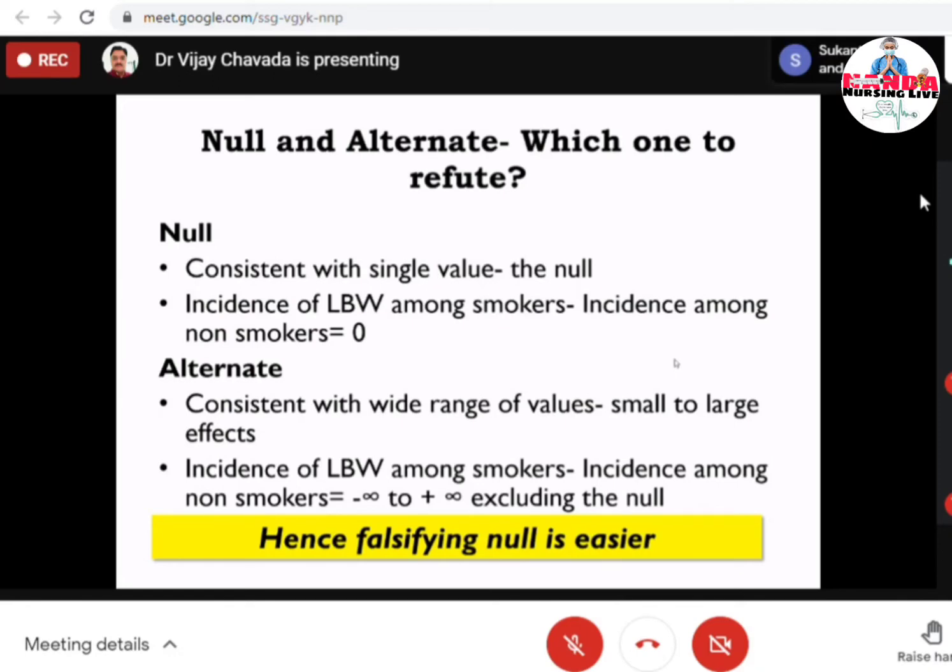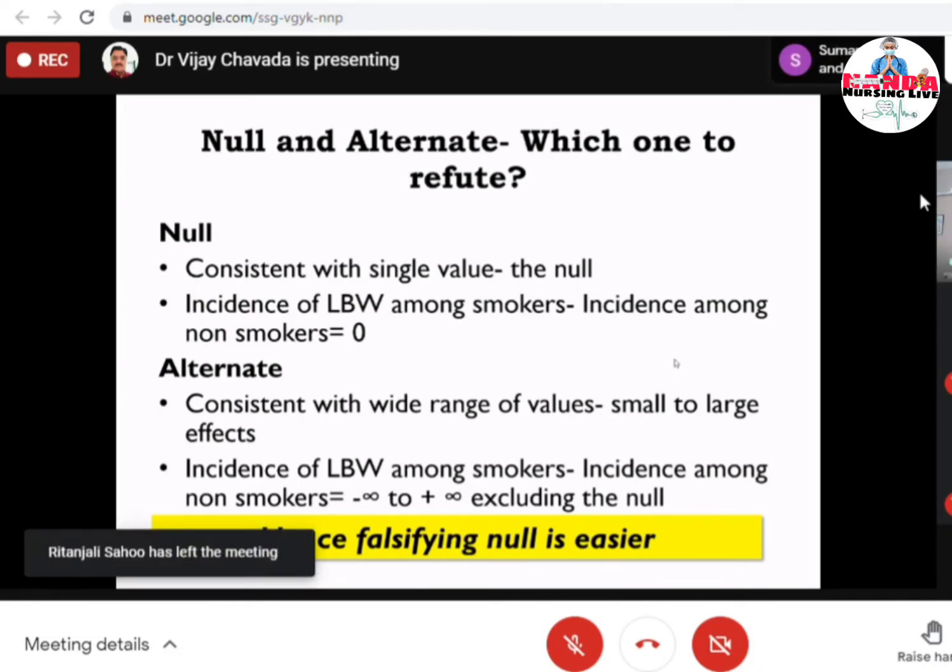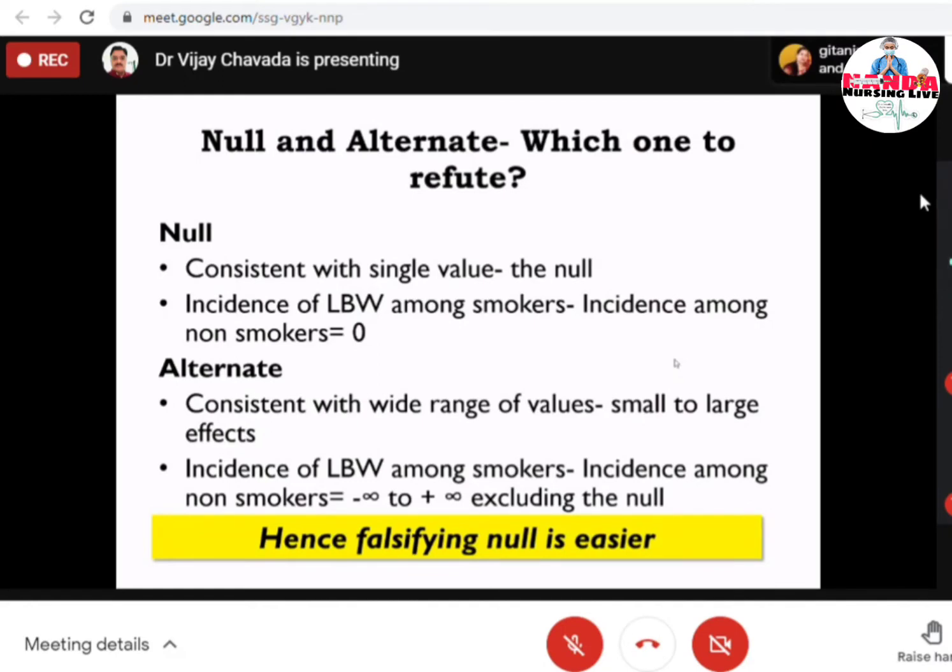Right? Are you getting my point? So hence falsifying null is easier. Reject null hypothesis. Why do we never reject the alternate hypothesis? We reject the null hypothesis because it is much easier. It is easier to reject null than the alternate hypothesis, because the alternate hypothesis takes any value ranging to infinity on two extremes, whereas null understands only one value, that there is no difference. So if you reject null, you automatically get the alternate hypothesis accepted. So this is the basis of inferential statistics.